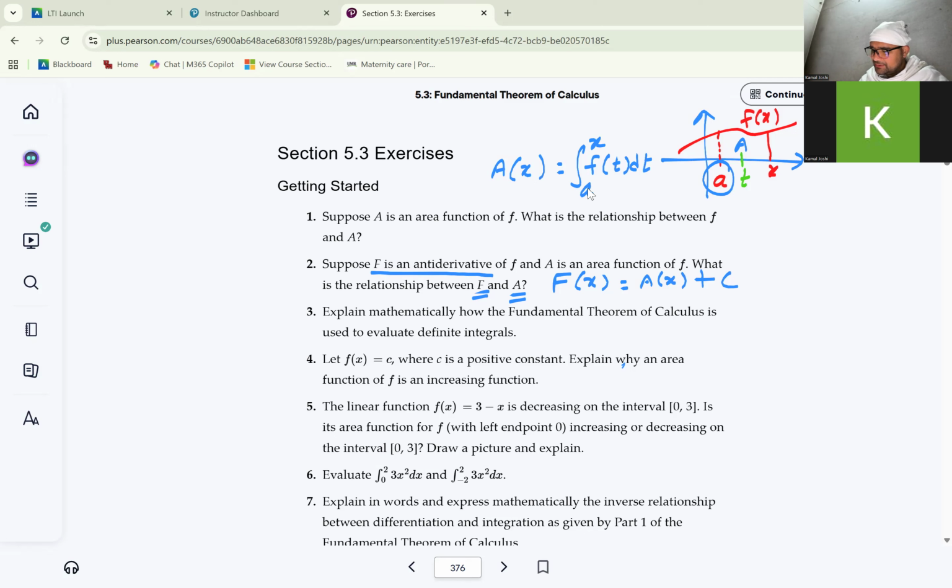Let me put it this way. Let me actually write d/dx, will differentiate in terms of x. Because the derivative of the antiderivative, this is from a to x, is the function f of x.